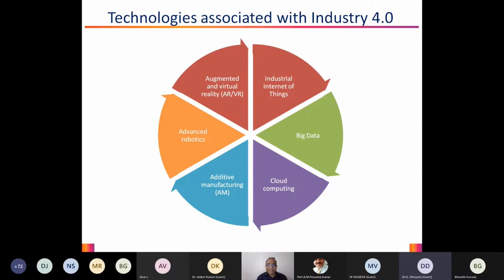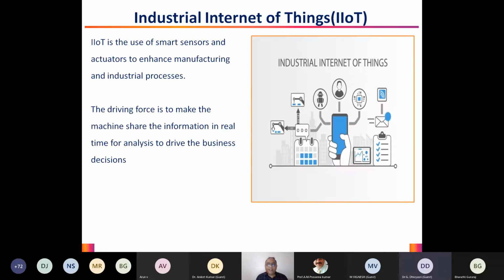Now let us try to understand each one of them with respect to Industry 4.0, right? So what we have first is something known as the industrial Internet of Things, right? So it is basically connecting the industry to the internet. In that case, it is also called industrial internet or industrial Internet of Things.